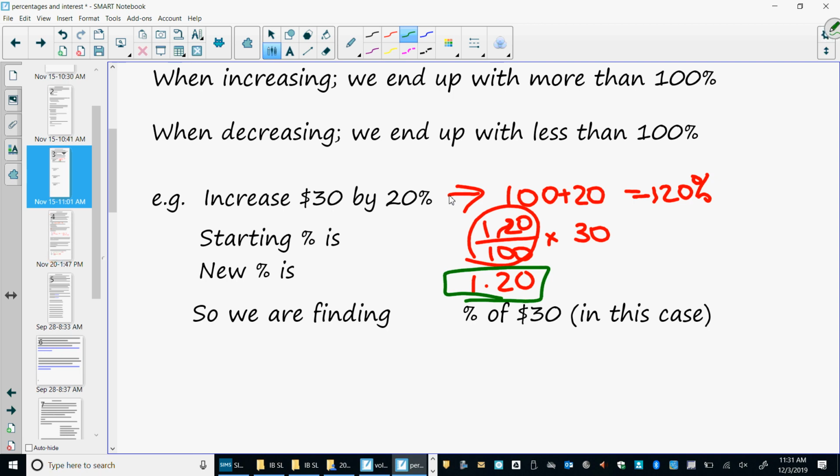Not to worry, I'm not so worried about the answer. It's this part here that I was more wanting to remind you. Is that a question, Emily? If it says increase $30 by 20%, why is it a small number? Shouldn't it be a bigger number?